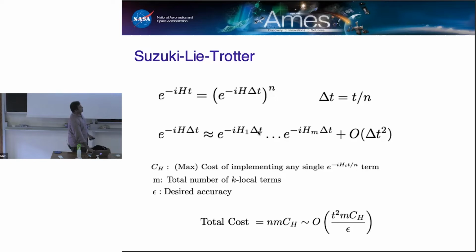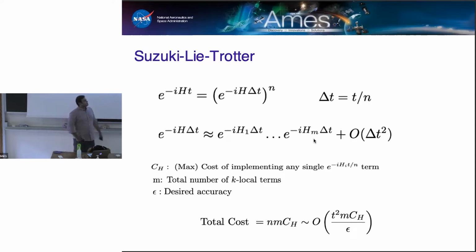And that number is, in each block, we have m many exponentials, and each of those exponentials has some cost of implementation by itself. Let me just call that cost C sub h. So the total cost is the number of steps times the number of exponentials in each step times the cost of implementing any one of those exponentials. So n m times C sub h.